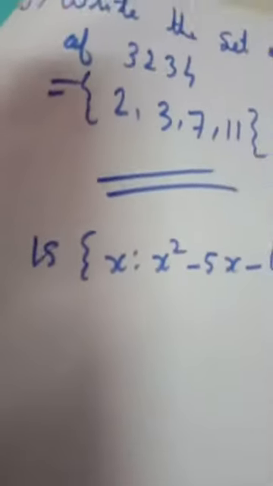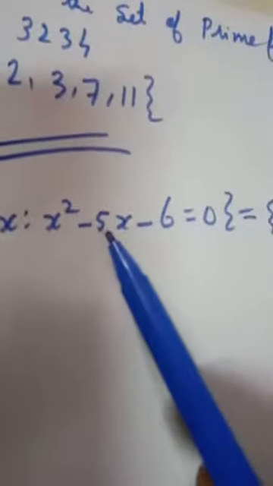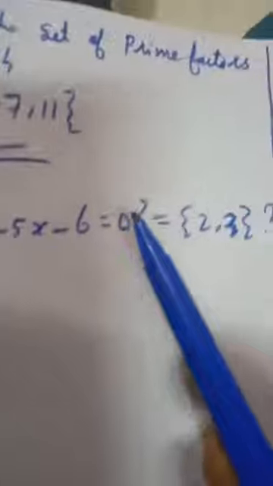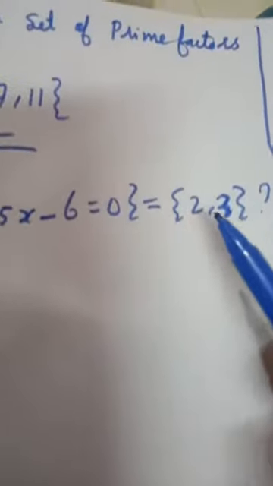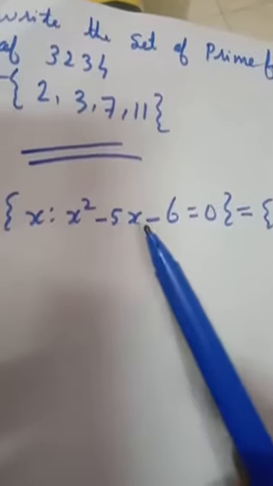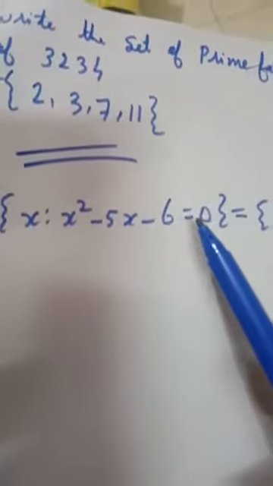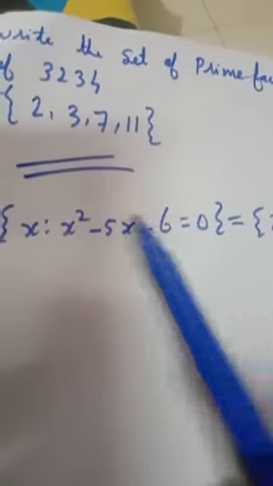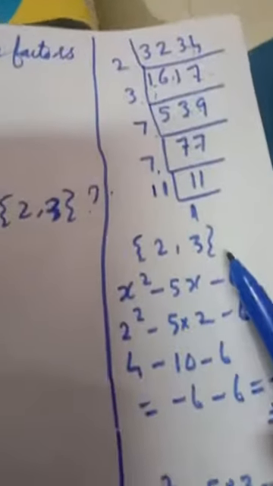Okay. Next, the seventh sub question: x such that x square minus 5x minus 6 is equal to 0, which is equal to the set 2, 3. So here we have to find the value of x square minus 5x minus 6 and check whether it is 0, when x takes the value 2 and 3.